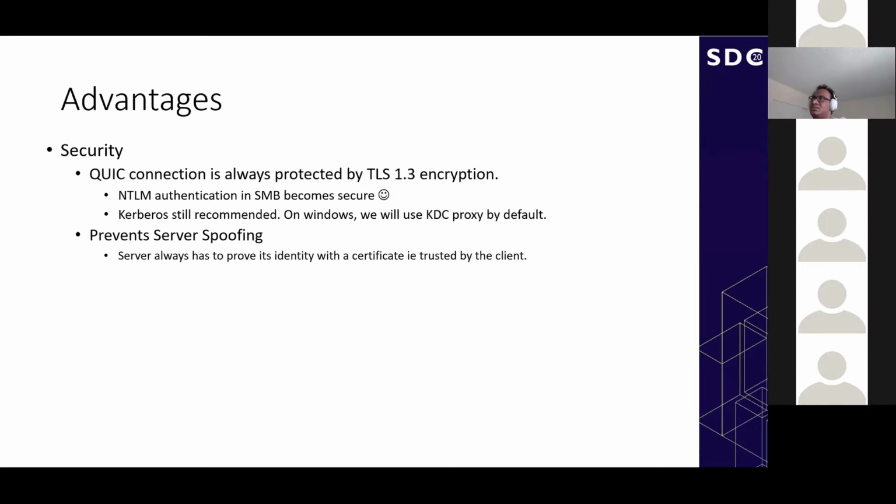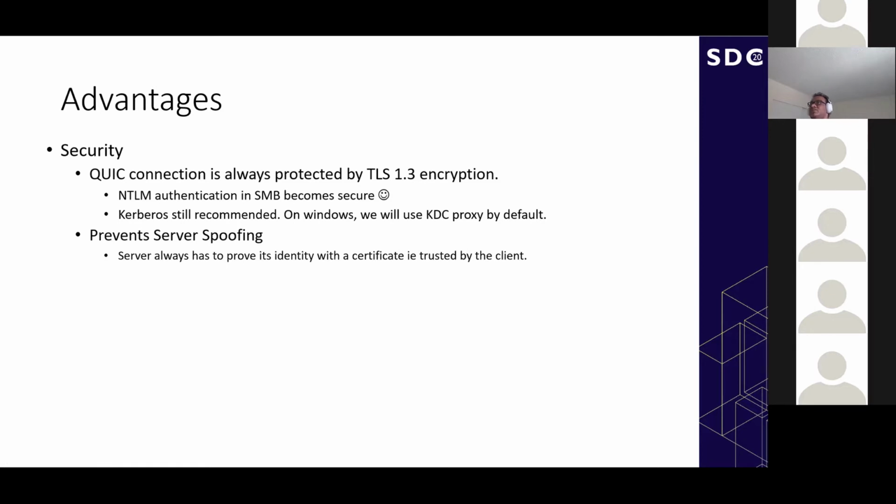So with QUIC, we have some advantages with security. The QUIC connection is always protected by TLS 1.3 encryption, as I mentioned earlier. So even if you're using weaker authentication protocols like NTLM, it is still tunneled inside the QUIC connection, so it is encrypted and signed. It makes it better, even in spite of being a weaker authentication protocol. And Kerberos is still recommended. That's the default Windows authentication mechanism that's preferred, and so we'll be using KDC proxy by default.